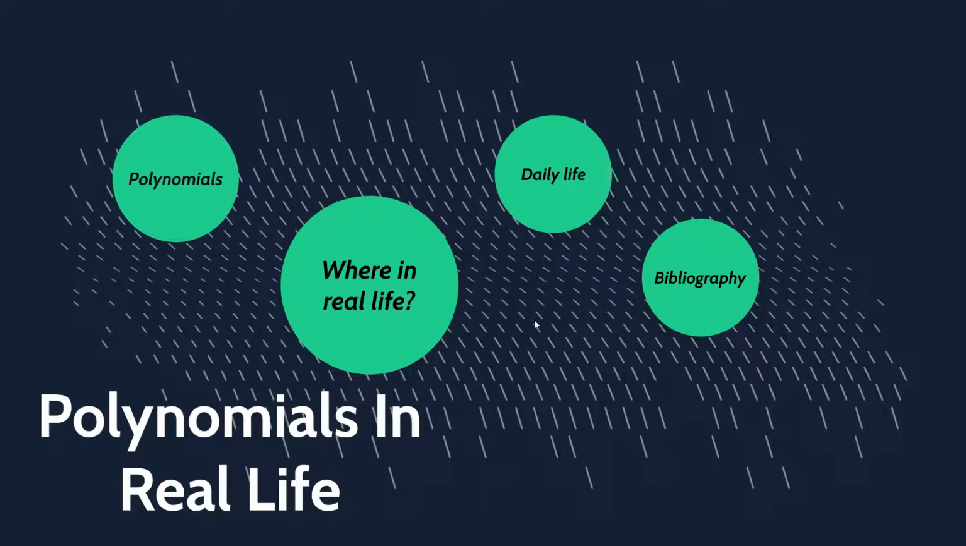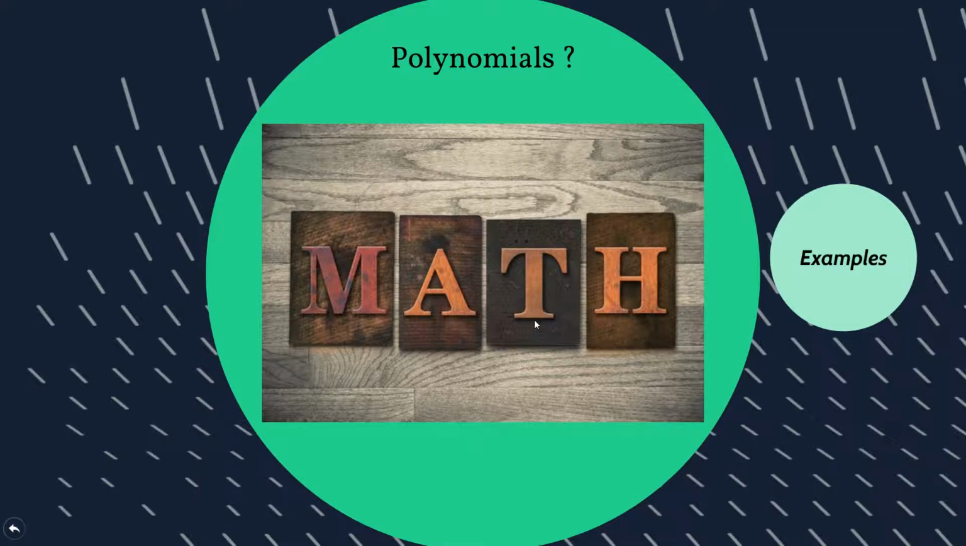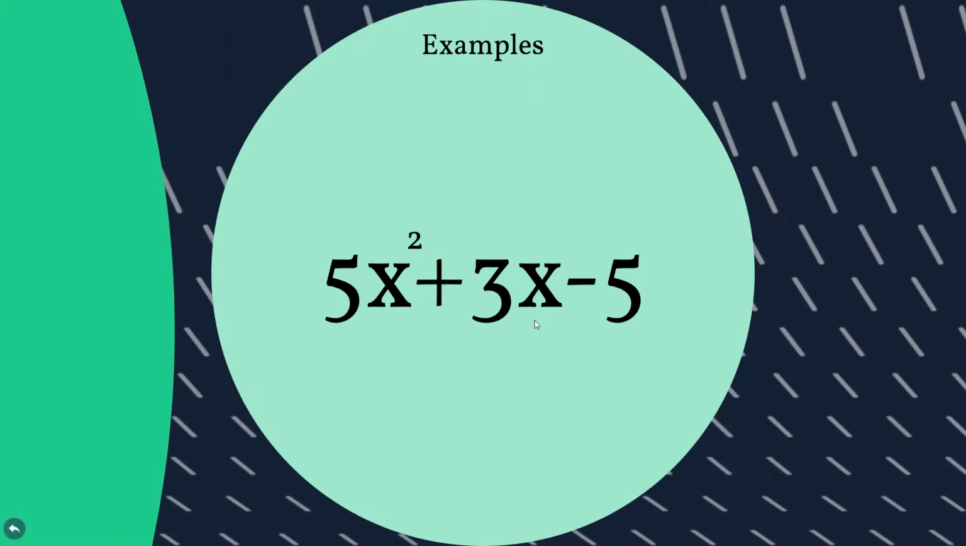So to understand how we use polynomials in real life, we need to first understand what polynomials are. Polynomials are a part of math where we get an expression, not an equation, since we don't know all the values in it and we represent them as variables. This type of expression allows us to change the parts to fit our current needs. This is an example of a very common polynomial, 5x squared plus 3x minus 5, and we use this to calculate parabolas.